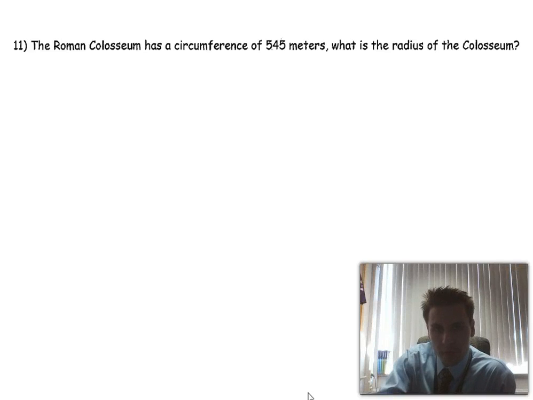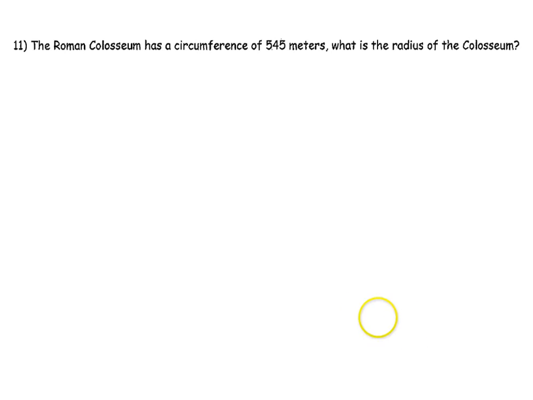All right, and we're rounding out the Geometry Chapter 8 practice test with numbers 11 and 12 here. So we have number 11 telling us that the Roman Colosseum has a circumference of 545 meters, and we want to find the radius of the Colosseum. So the Roman Colosseum is a circle, hence the word circumference. So when we see the word circumference, we're thinking that we're talking about a circle.